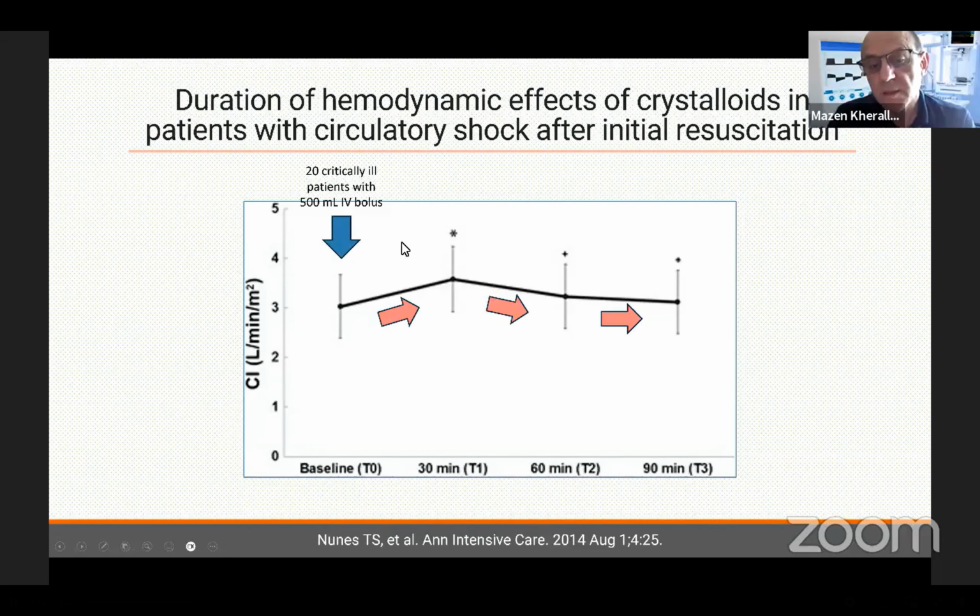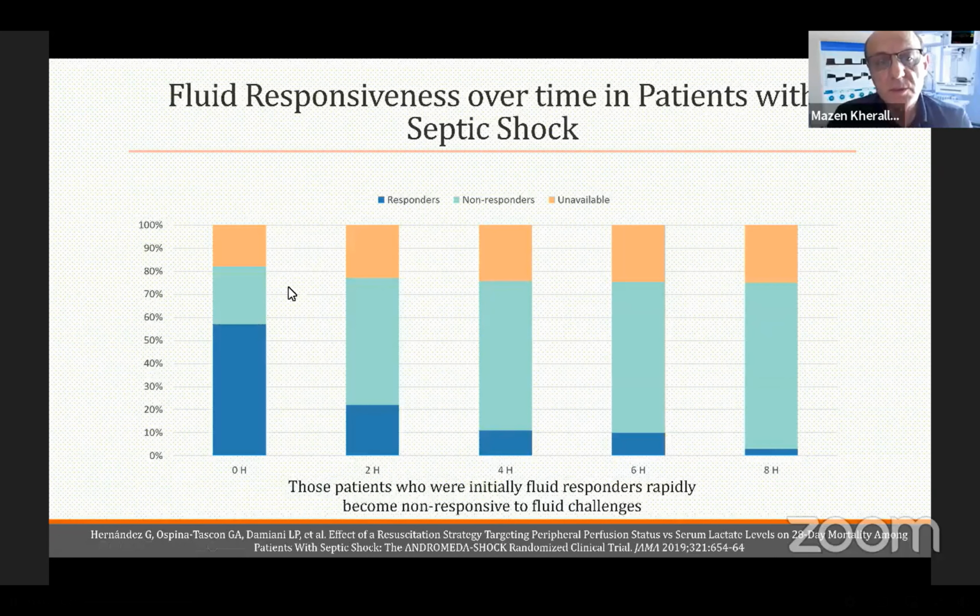So that increase in the hemodynamics is not persistent. And you can see that also in this slide here. The initial percentage of patients who responded to fluid after presentation to the emergency room with septic shock was around 57%. However, 2 hours later, of course, some of those patients had fluid, but they are not responsive anymore.